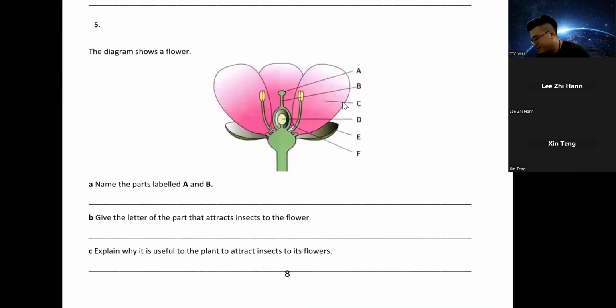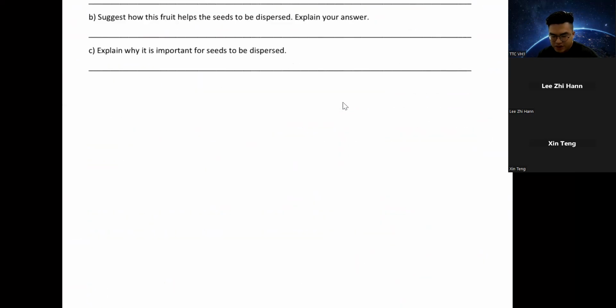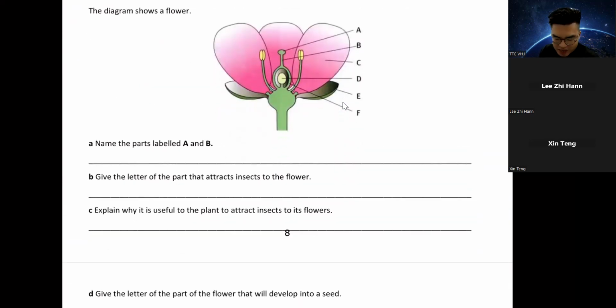Okay, let's go to number 5. Hang on, how many questions do you have here? Okay, let's go to number 5. So let's label parts A and B. Okay, let's label all, shall we?